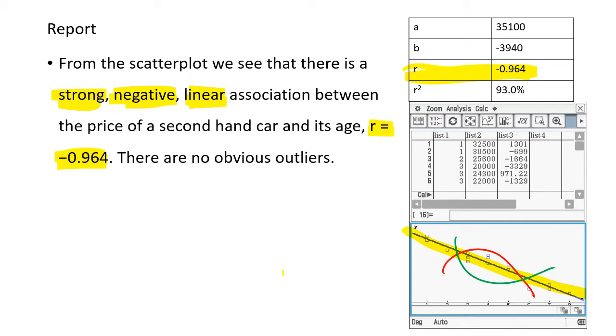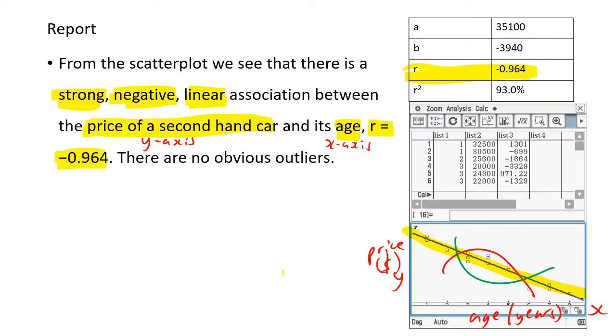So the only other bits you need to change here are this bit which says the price of a second-hand car, and this bit which says age. And what are they? They're the labels for the axes. Remember, this is price in dollars, and this is age in years. So that's the X and Y axis. That's your Y and that's your X. So whatever your Y axis is for that question, put that in there. And this is your X axis. So put it in there.